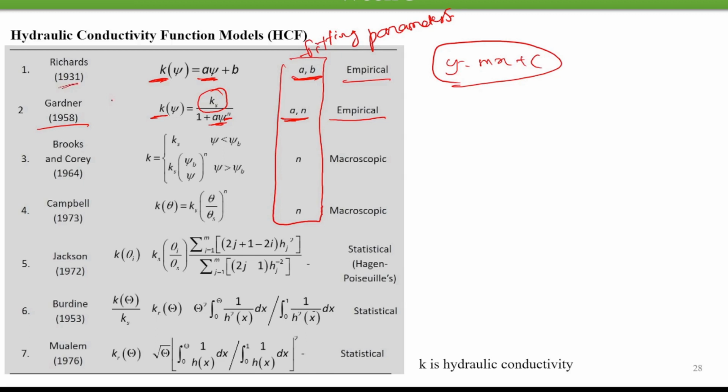Brooks and Corey also provided a hydraulic conductivity function model, and it is also a non-continuous model where k is equal to ks for suction less than the air entry pressure value, and for more than the air entry pressure, it is going to be ks into psi b upon psi to the power n. In the Campbell model in 1973, hydraulic conductivity is equal to the saturated hydraulic conductivity multiplied by the volumetric moisture content divided by the saturated moisture content, to the power n. n is the fitting parameter here. These are the empirical correlations, but there are some statistical correlations also.